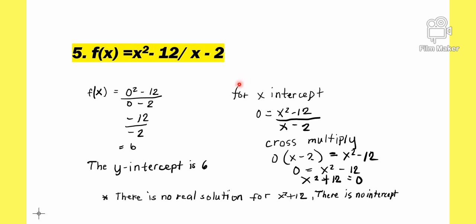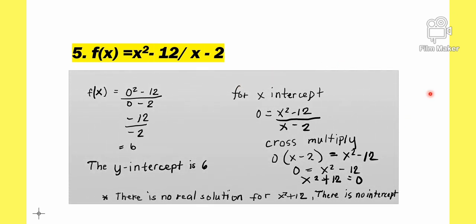Problem number 5. f(x) = (x squared minus 12) divided by (x minus 2). What will be the solution? Substitute x = 0. And then f(x), we know this is also y. f(0) = (0 squared minus 12) divided by (0 minus 2). And the remaining will be negative 12 divided by negative 2, and the answer is positive 6. So the y-intercept is 6.